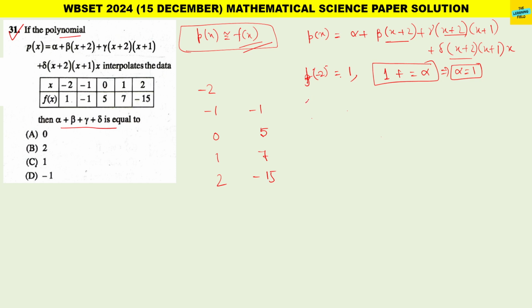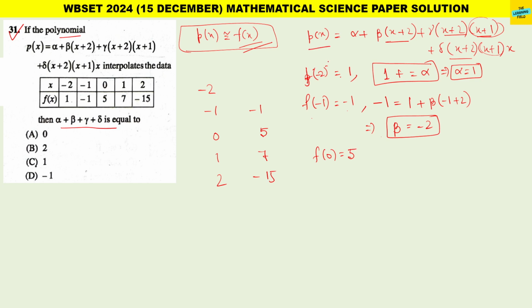Fine. Now f of minus 1 equal to minus 1. This implies minus 1 equal to alpha, value is 1, plus beta into (minus 1 plus 2), and the other term is 0. Since (plus 1) is present, this is also 0. So this implies beta equal to minus 1 minus 2. Fine. Now the next one is f of 0 equal to 5.